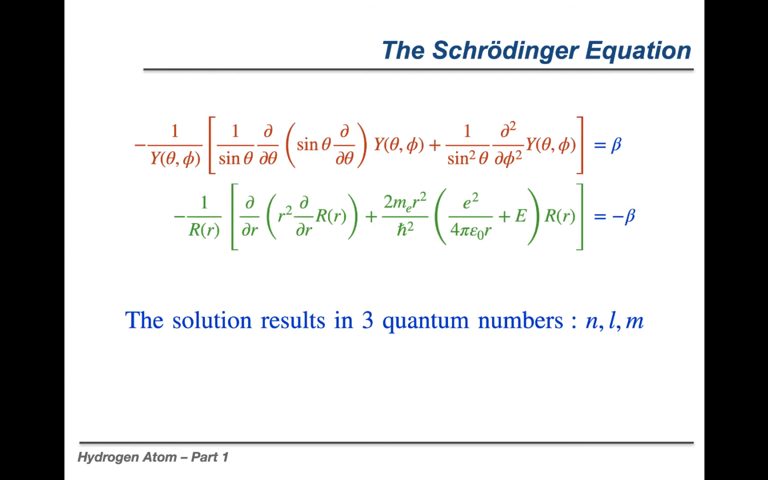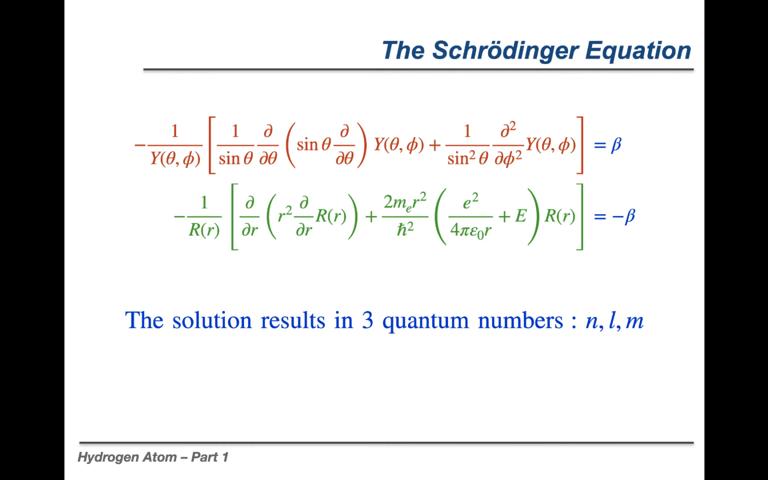This gives me two different differential equations to solve: one for what we call the angular part of the wave function, Y of theta and phi, shown in red, which is equal to beta, and another differential equation to solve for what is called the radial part of the wave function, R of r, shown here in green, which in the conventional form is actually set equal to negative beta.